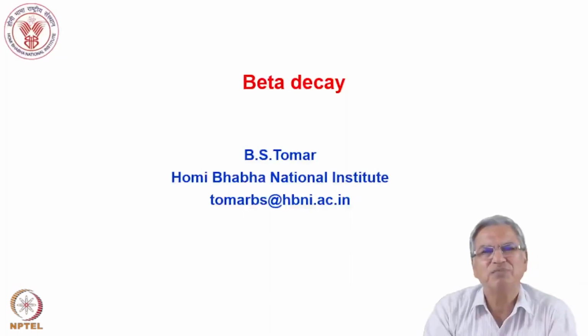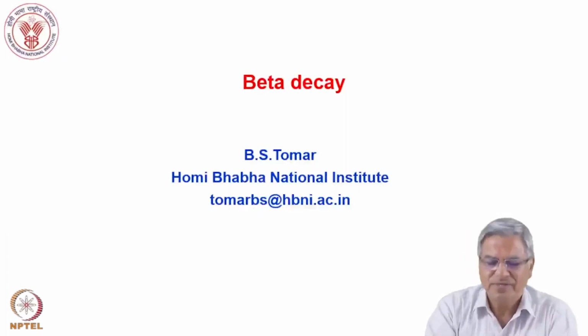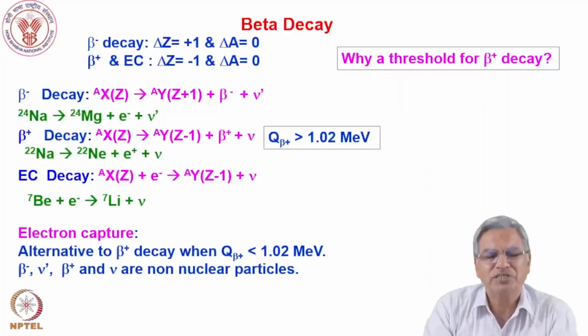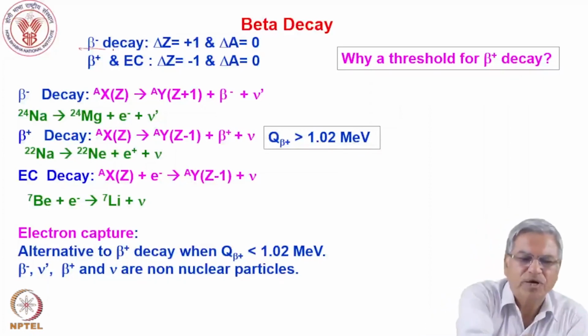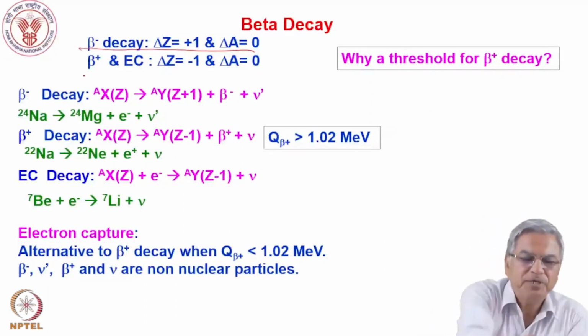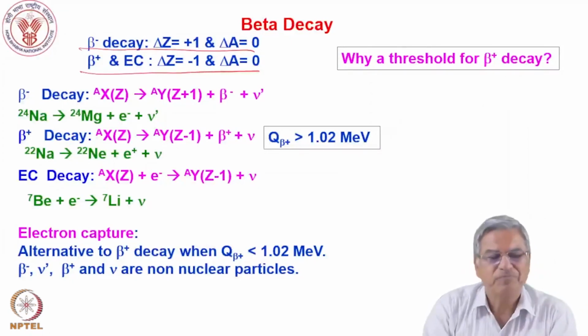We also discussed the systematics of alpha decay among the isotopes and isobars of a particular element or isobaric chain. Today we will discuss beta decay. As all of you know, beta decay happens along an isobaric chain because the mass number does not change in beta decay. Beta decay could be beta minus decay, wherein the atomic number increases by 1, or beta plus decay, wherein the atomic number decreases by 1.